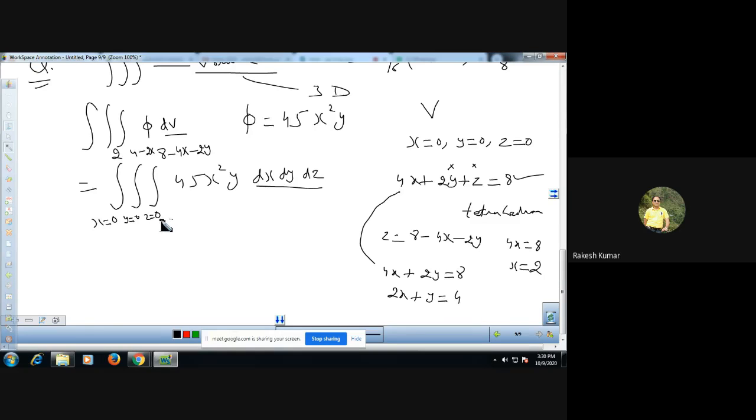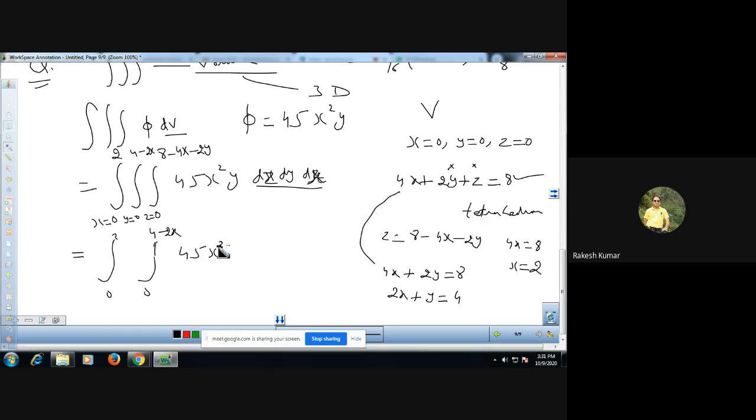So if the limits of z are written first, then you need to write dz here. What does it mean? If you write dz here, it means you have to integrate with respect to z first. So it can be written 0 to 2, 0 to 4 minus 2x. Now these are the limits of z.